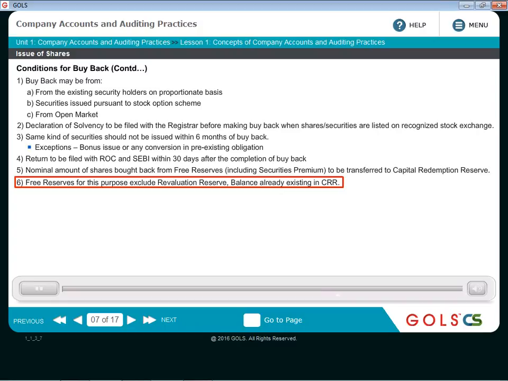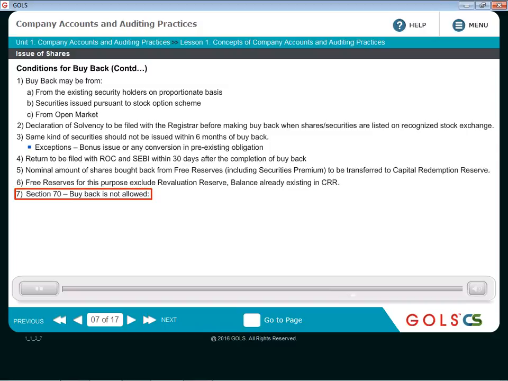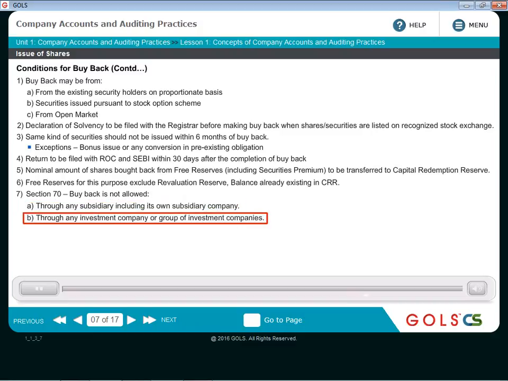Free reserves for this purpose exclude revaluation reserve and the balance already existing in capital redemption reserve. These two types of reserves are never considered as free reserves, and hence cannot be utilized for the purpose of buyback. Buyback is not allowed as per section 70 in certain cases: through any subsidiary company, including its own subsidiary company, the company cannot buy the shares back. Through any investment company or group of investment companies, buyback is not allowed.